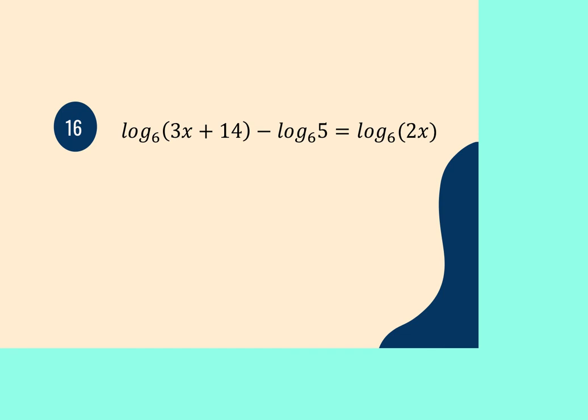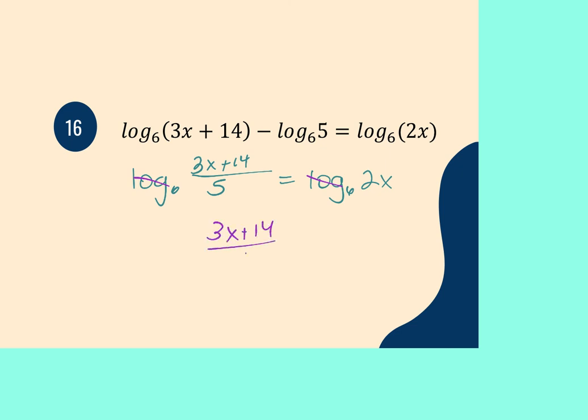Condense the one side. This time, what's between them? A minus, which means divide. So this becomes 3x plus 14 over 5 equals log base 6 of 2x. But they had different bases. Yeah, good question. If you had different bases, you couldn't condense. All right, so now one-to-one property, right? Ignore what's here. 3x plus 14 over 5 equals 2x.